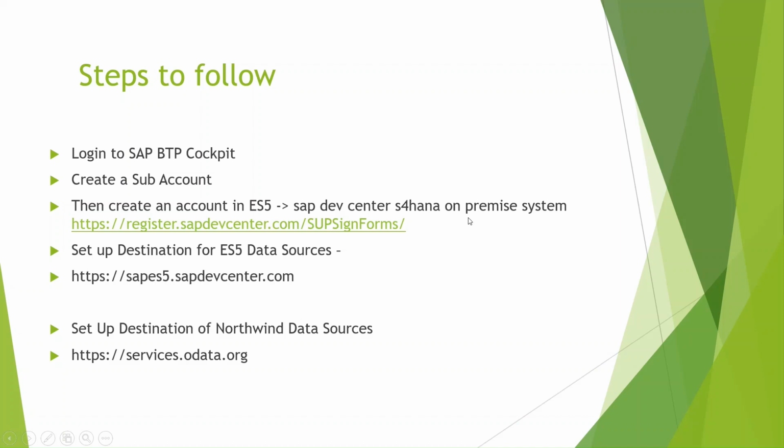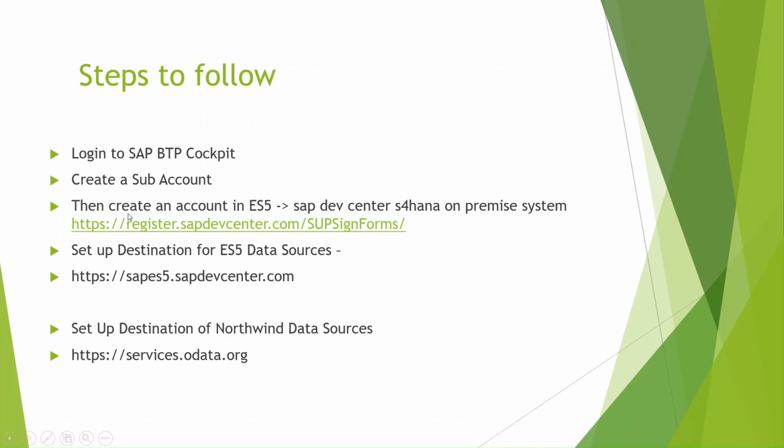For simplicity, we will follow these steps in order to configure the destination in BTP. We would first log into SAP BTP cockpit with a username and password, and prior to that, we have to create a user account in SAP first of all. Once you have the user ID and password, you can log into SAP BTP cockpit, and there you have to create a sub account.